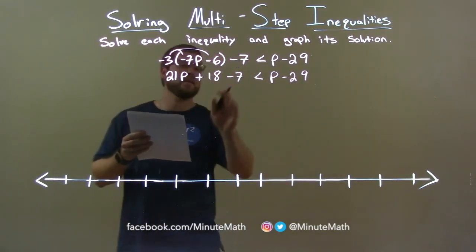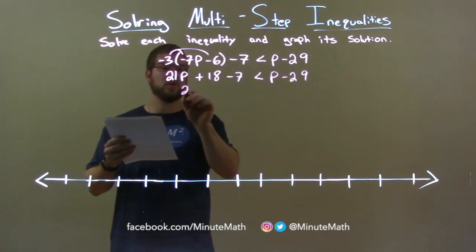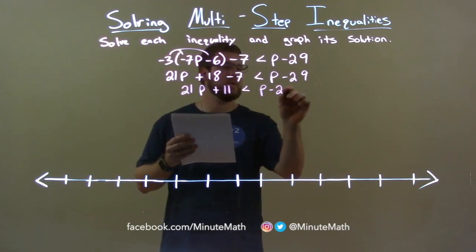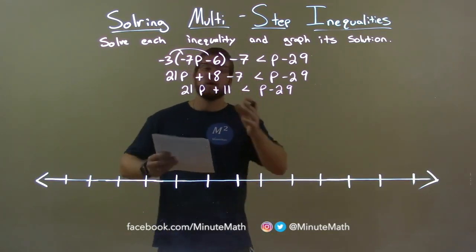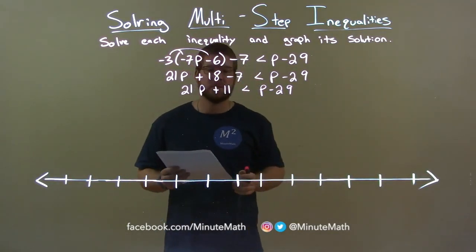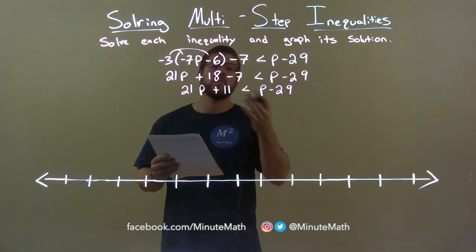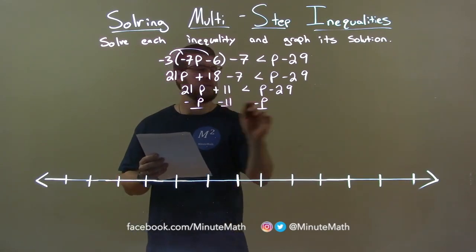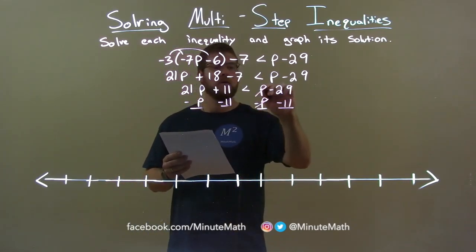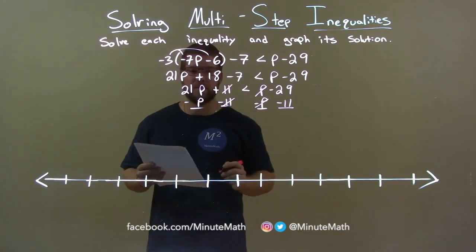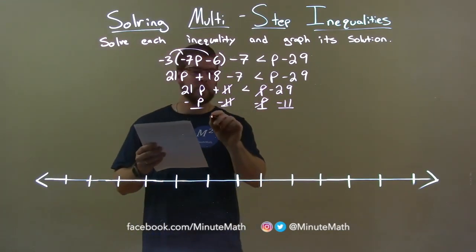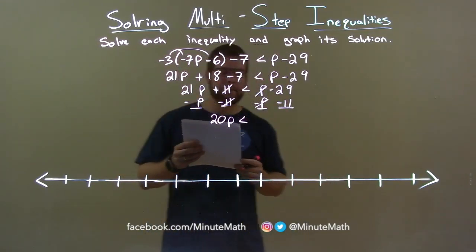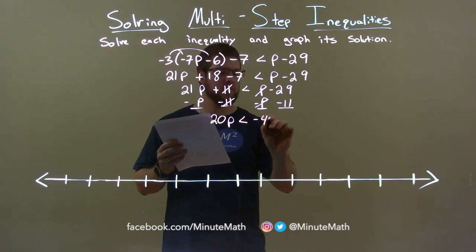Combining like terms, 18 and negative 7 become 11. So 21p plus 11 here now is less than p minus 29. Continue our journey to combine like terms. Let's bring the p's to the left and the numbers to the right. Minus a p here, minus p, and minus 11, minus 11. P's cancel, and the 11's cancel there. 21p minus 1p is a 20p. It's still less than, and negative 29 minus 11 is a negative 40.